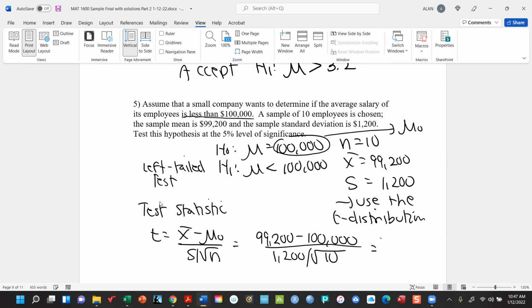This is approximately equal to negative 2.108, or you can round it to negative 2.11. That's a fairly large number. When you see a number that large in the t-distribution, there's a pretty high chance that we're going to reject this null. But of course, we have to go through the formality of proving it. So let's do that. And how do we do that? By looking up the critical value.